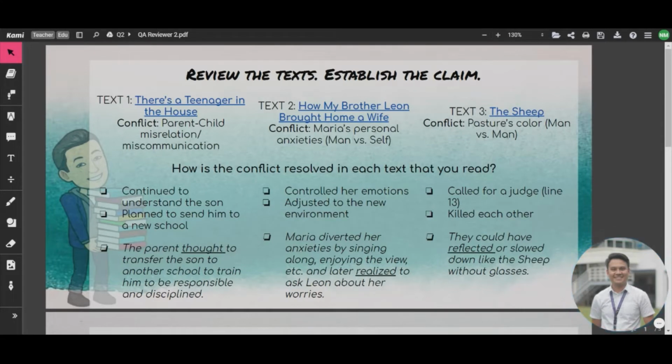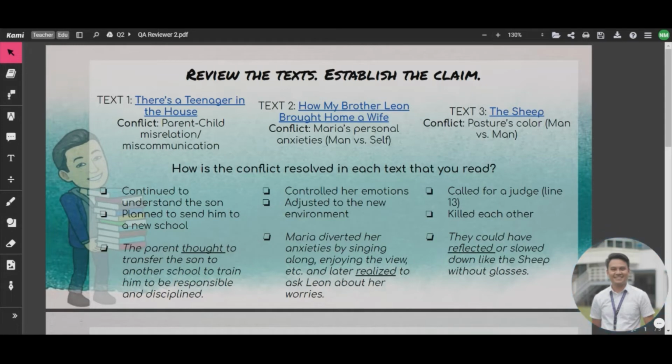Now, how is the conflict resolved in each text that you read? Let's revisit some bits of answers here before we process and form our generalization. For text number 1, the conflict was resolved by the mother who continued to understand the context or the situation of the son. The parent also planned to send the son to a new school.